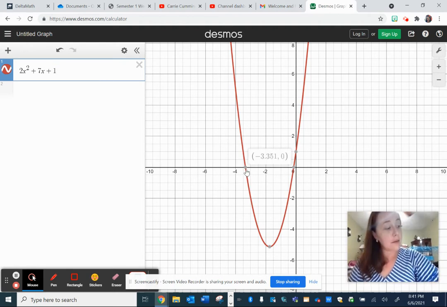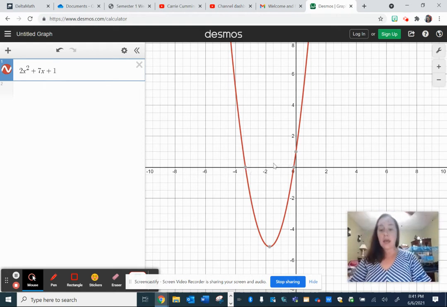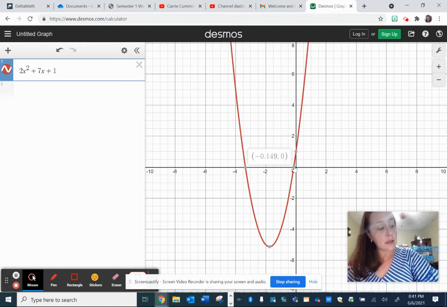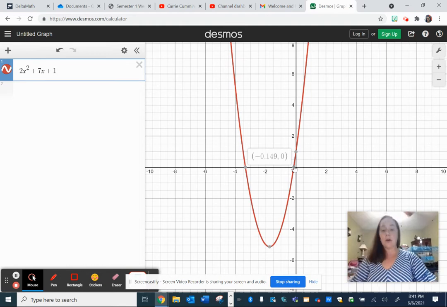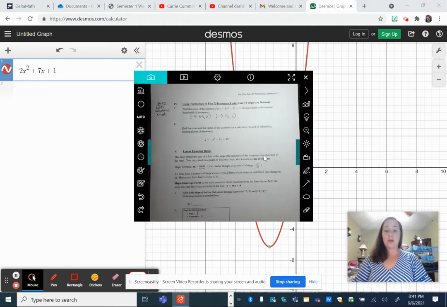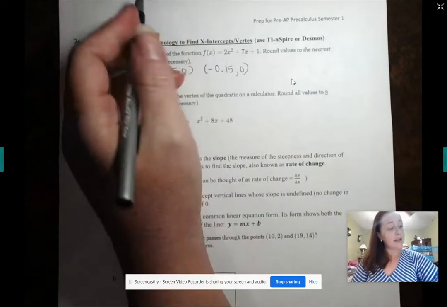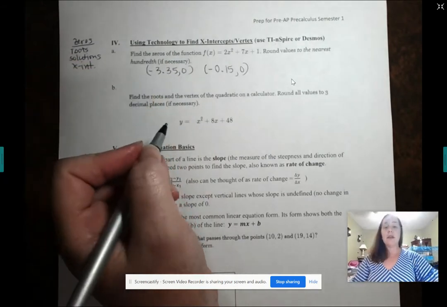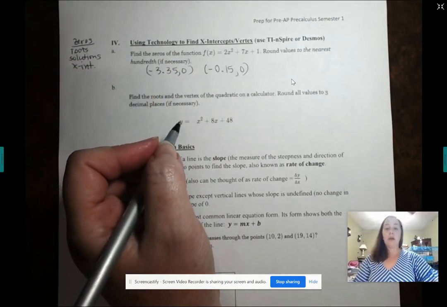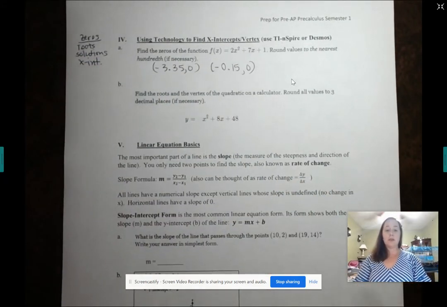So negative 3.35 comma 0 and negative 0.15 comma 0. So those are the two x-intercepts. So that would be what I would have written right here: negative 3.35 and negative 0.15. Those are to the nearest hundredth, two decimal places.